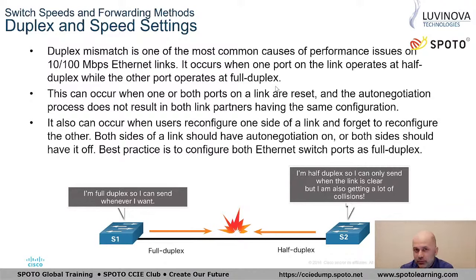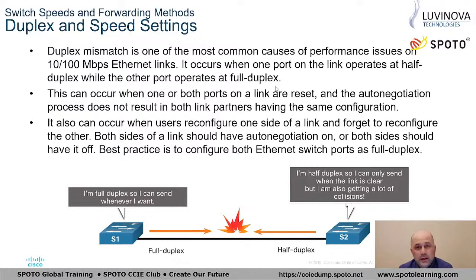That's why I just mentioned before, we should not allow that. Both ports must have the same duplexing. This can occur when one or both ports on the link are reset and return to the default state. If for one network adapter the default state is half duplex, then after the reset it's going to turn back into half duplex.